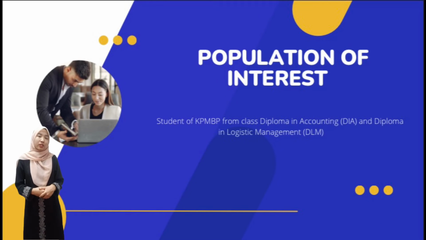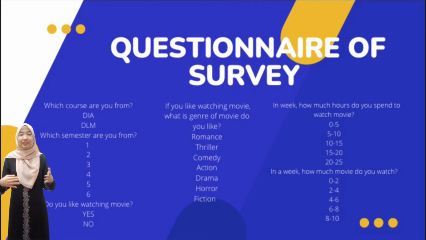Population of interest: students of KPMBP from the class Diploma in Accounting and Diploma in Logistic Management. Next is about the questionnaire. The first question that we ask is about student cost. Next is about the semester of the student. After that, we ask whether the student likes to watch movies or not, and most of the students like to watch movies. Then we ask about the genre of movie that students like to watch.